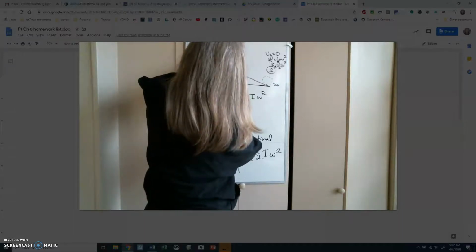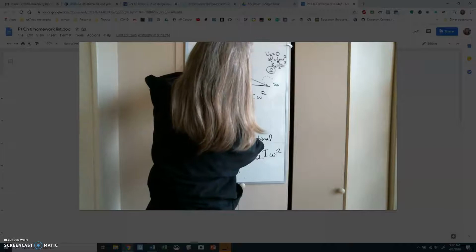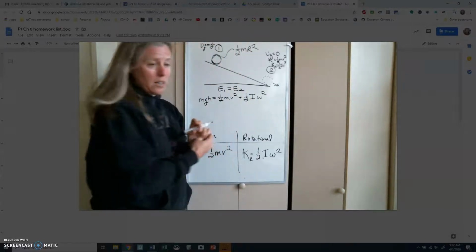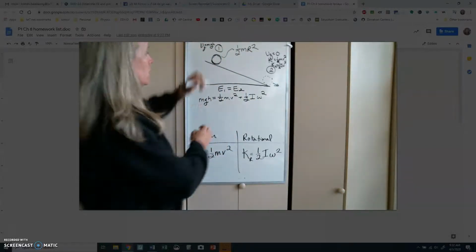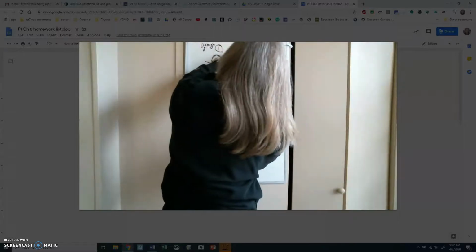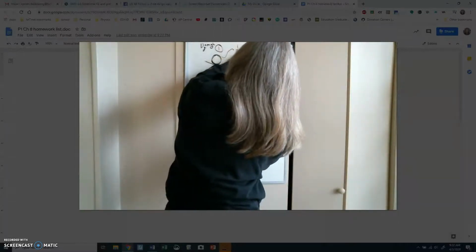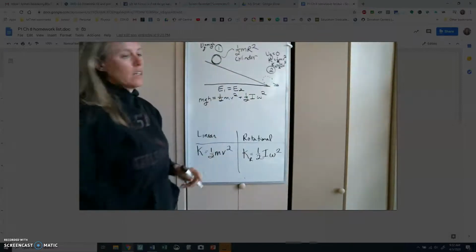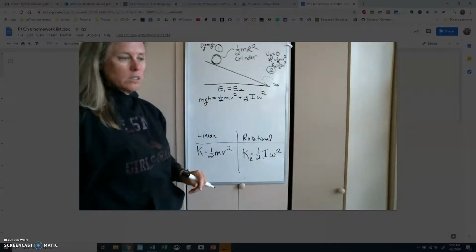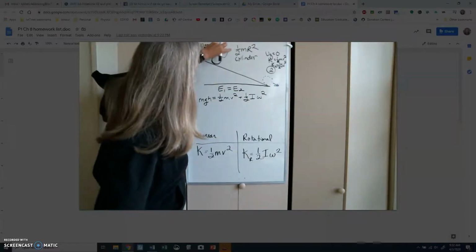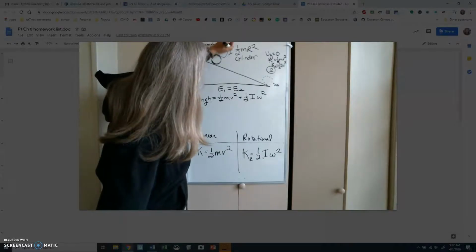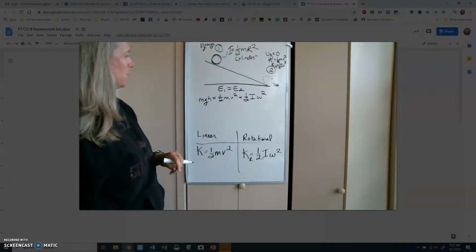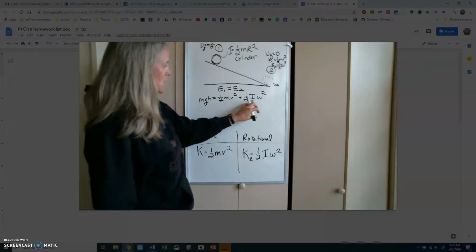1/2 mr squared. Is that accurate? If it is a cylinder, this is how I would calculate its rotational inertia, correct? So I equals 1/2 mr squared. So I'm going to replace that.